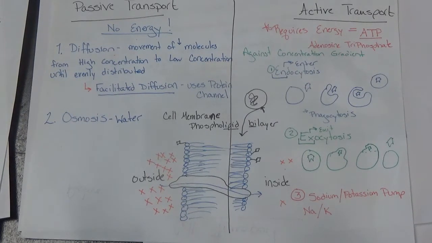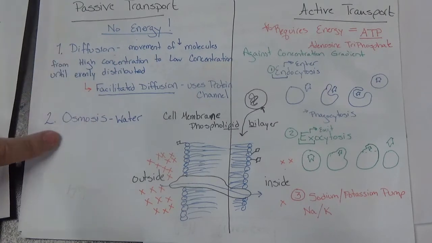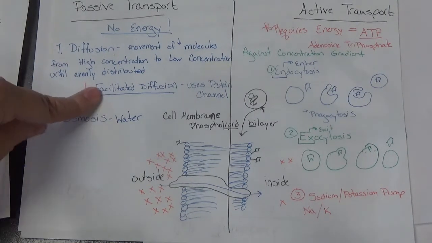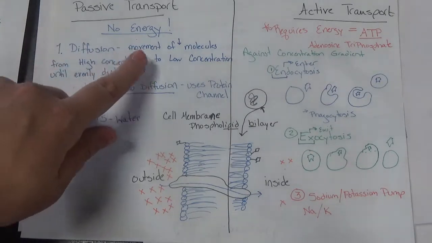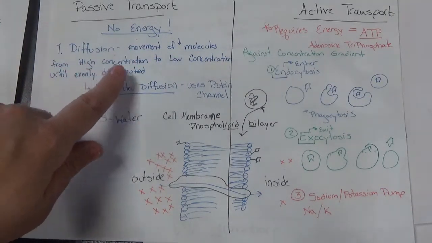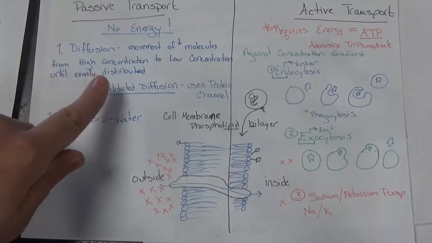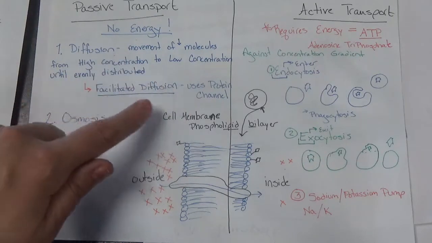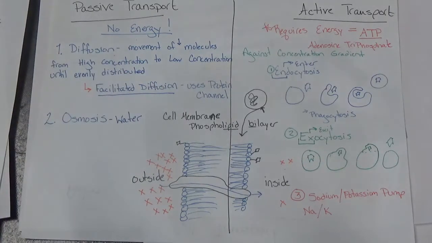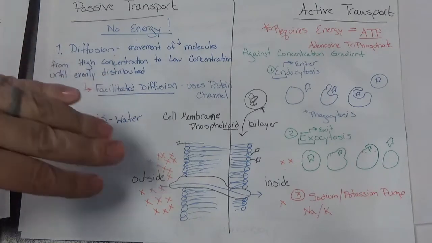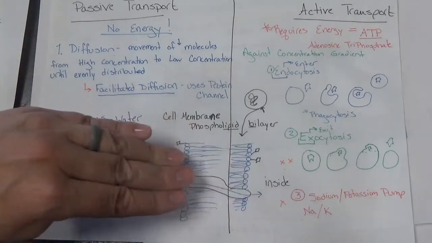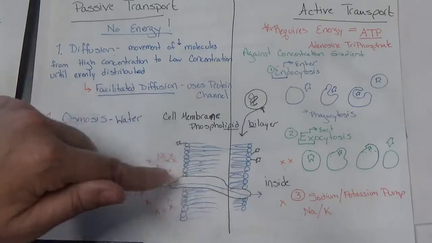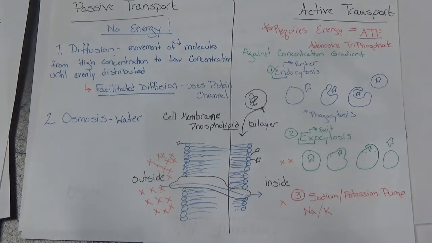Passive transport includes diffusion, osmosis, and facilitated diffusion. Now remember, diffusion is the movement of molecules from an area of high concentration to low concentration until evenly distributed. Facilitated diffusion, even though it's a bigger, fancier word, is a similar thing, but instead of just diffusing easily across the cell membrane, it's going to go across the protein channels. So it's using the protein channel to get a larger molecule across the cell membrane, but still without using energy.